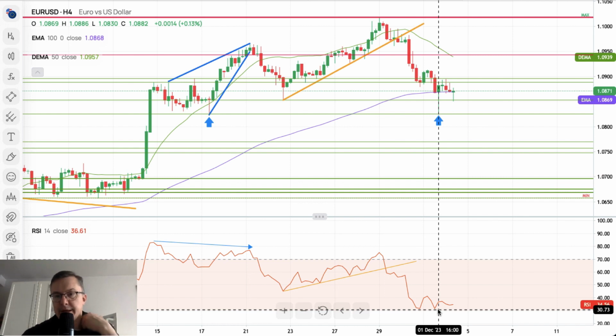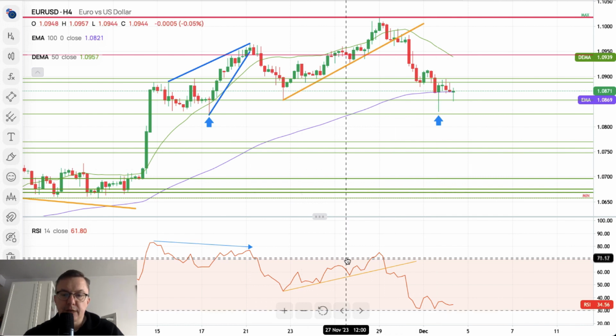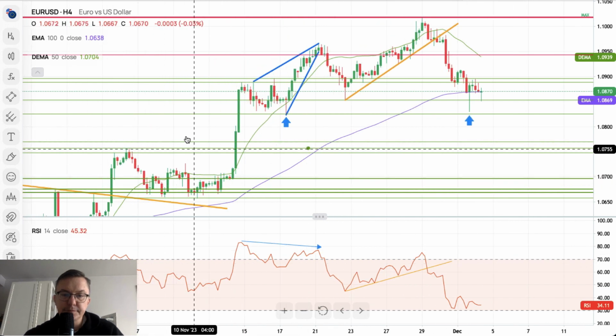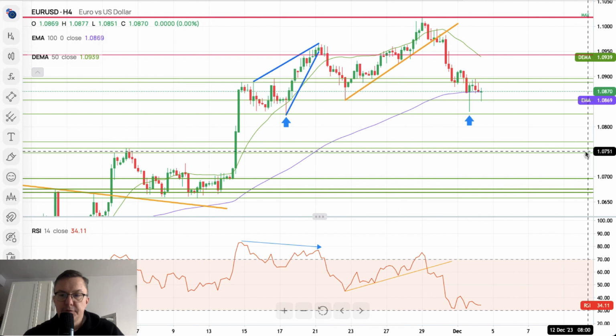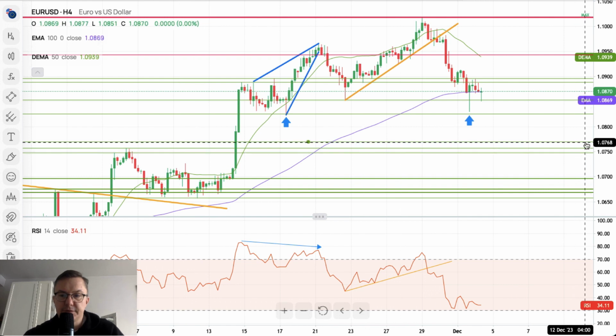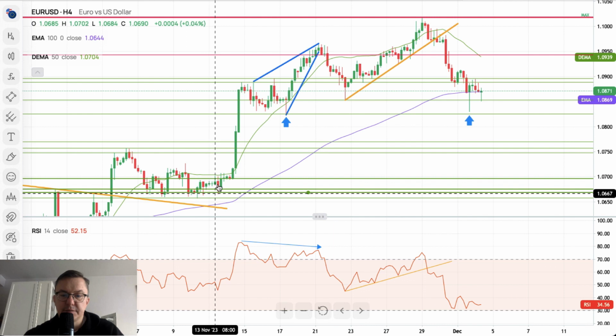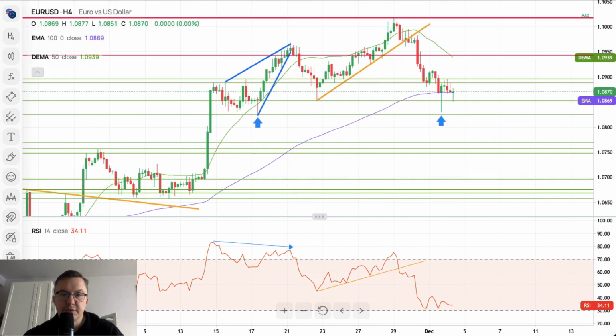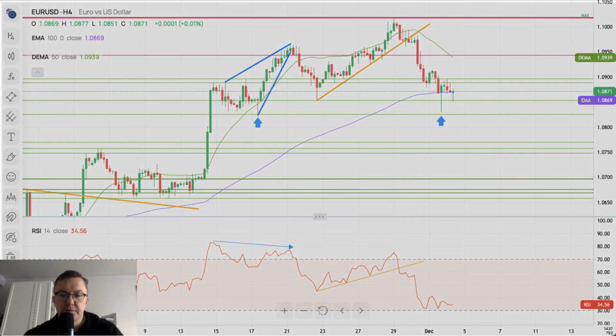Nevertheless, the up movement might be resumed soon. The outlook remains bullish as long as we are trading above this technical support zone between 1.0747, 1.0768, and the lower technical support, as you can see on the chart as well. So this is the situation on the euro dollar. Looks like the correction might be completed soon.